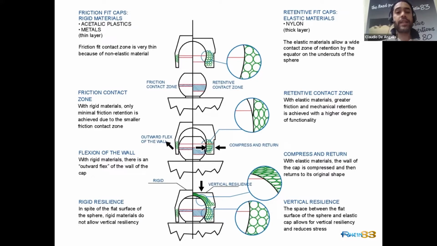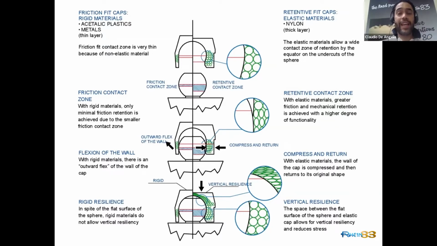This said, here you can see the difference between Retentive 3 in the right part of your screen, and on the left part of the screen you can see our competitors. Basically, we have slightly bigger caps, but, and this is the huge difference, we have elastic materials. On the other hand, our competitors have only rigid materials. Rigid material can work, given the behavior of the plastic, only in the friction zone of the sphere, so at the maximum diameter.